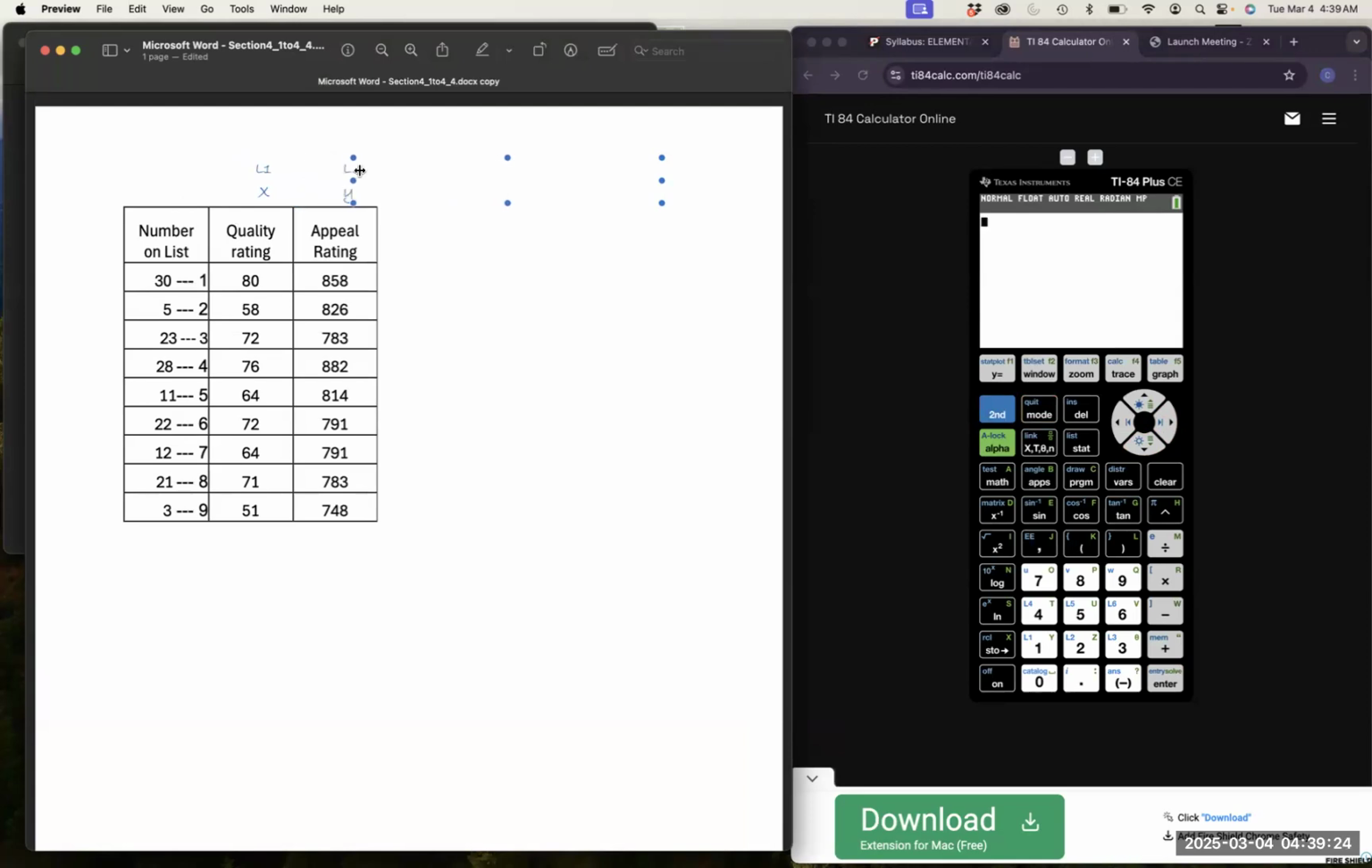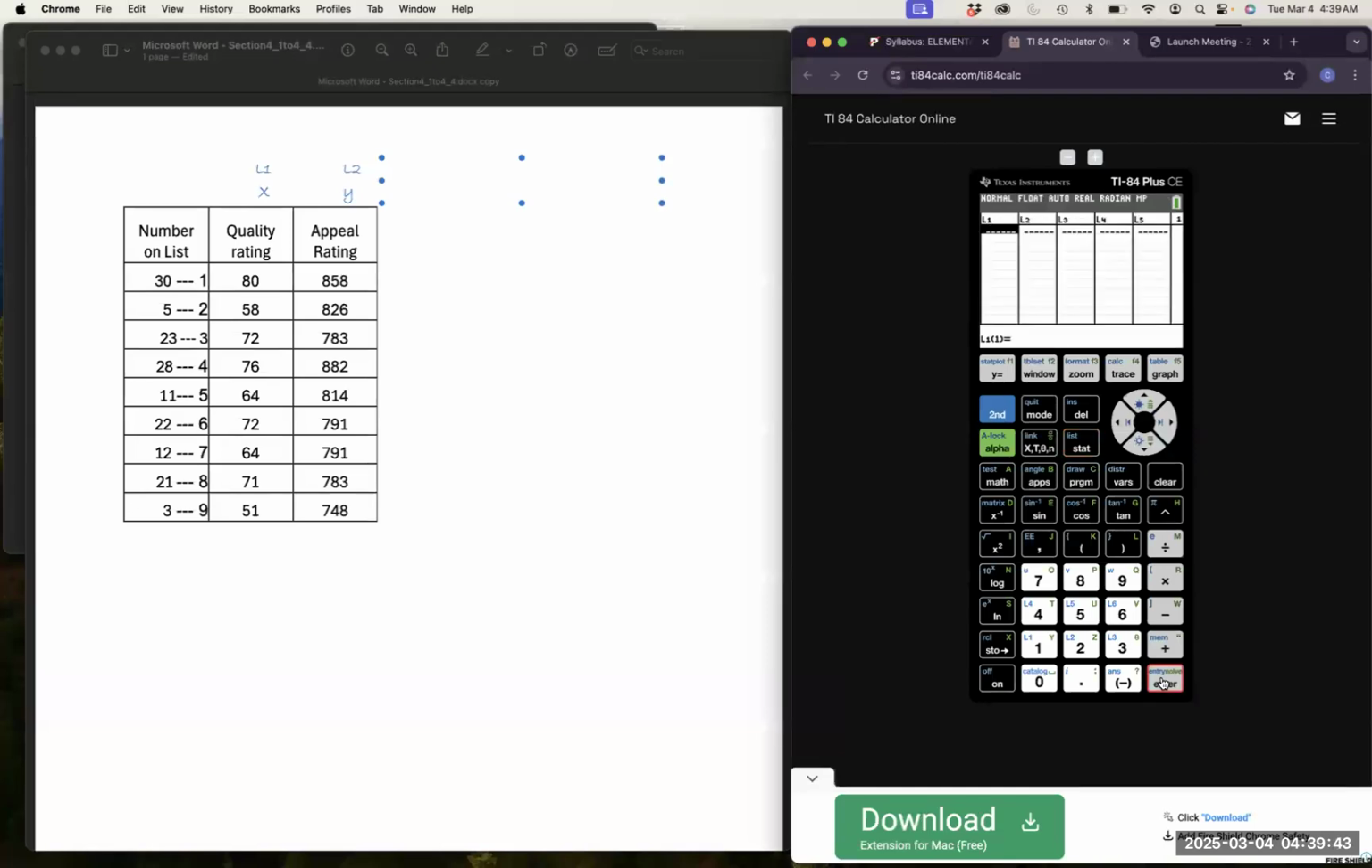So from the video, we want to enter a list 1 and a list 2. For list 1, I'm going to put quality rating, and for list 2, I'm going to put appeal rating. So to make a list, we press stat. That's this button right here, stat. And it's a list, and I want to edit a list. So I'm going to press enter. I'm just going to enter the data that I have here. So I have 80. Take a minute and enter that data as well.